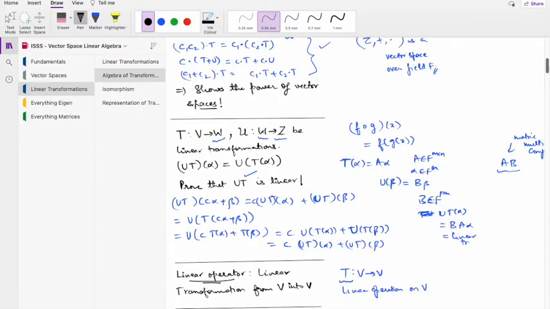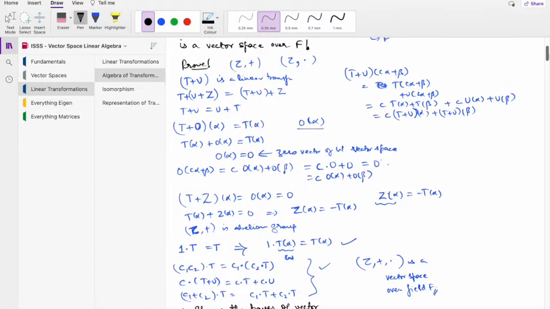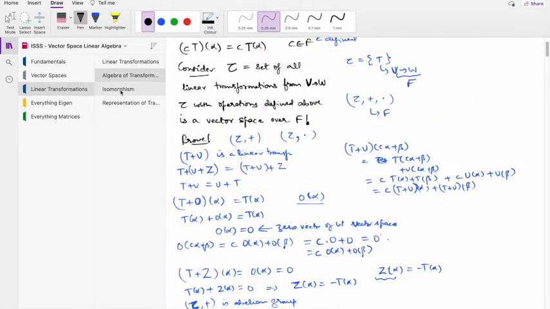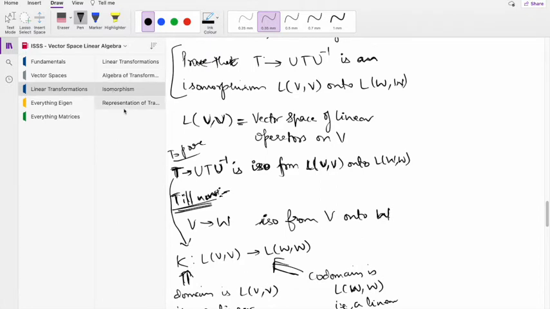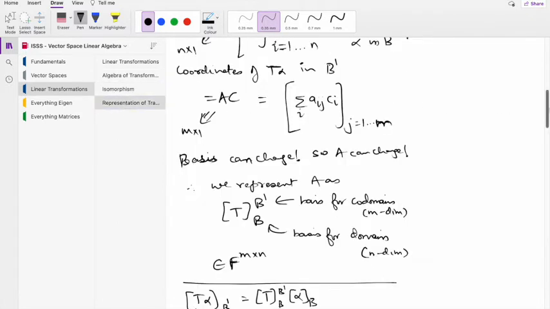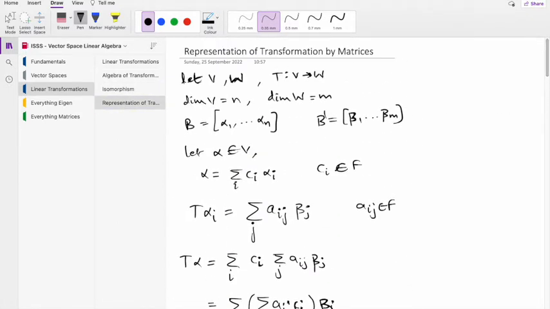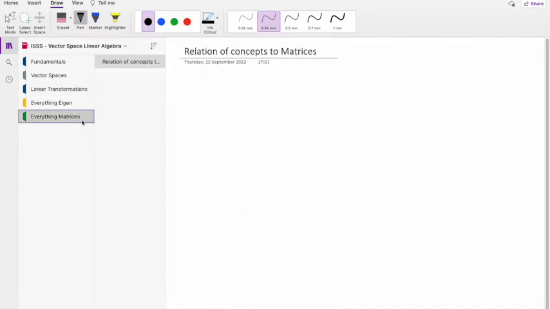We'll do some problems today on the algebra of transformations, which we discussed last time, go to the ideas of isomorphism and representation of transformations by matrices. Right, and how it becomes much simpler when we talk about transformations in terms of matrices. And if time remains, we'll start with the matrices section of this course.